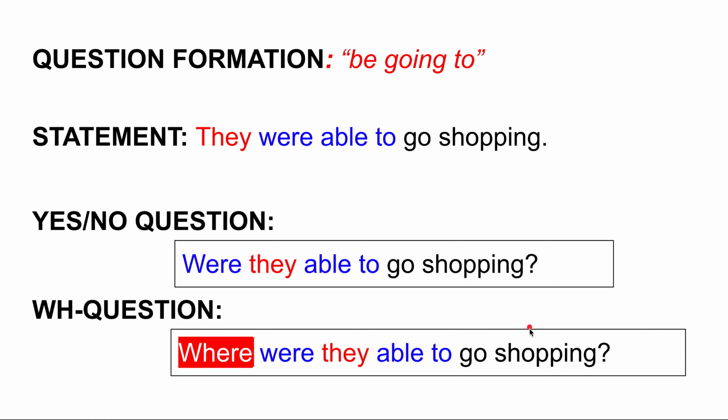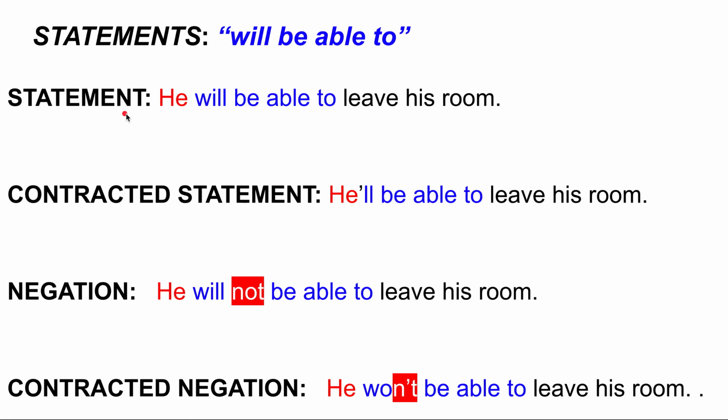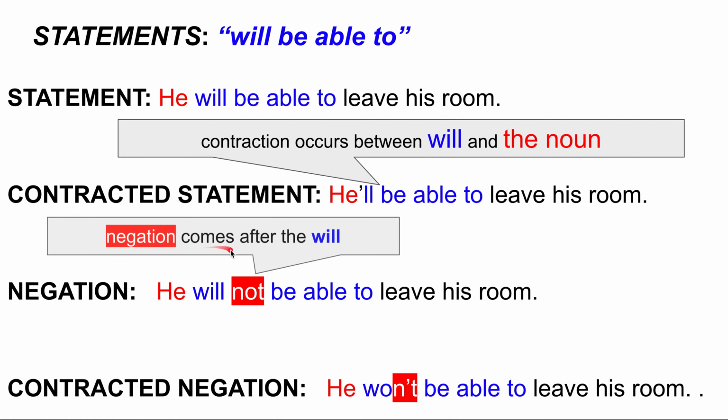Moving forward, we're going to be looking at positive and negative statements with will be able to, the future form of be able to. Statement: he will be able to leave his room. If we want to contract the statement, remember that the contraction occurs between will and the noun. He'll be able to leave his room. If we want to add negation, remember that the negation comes after will.